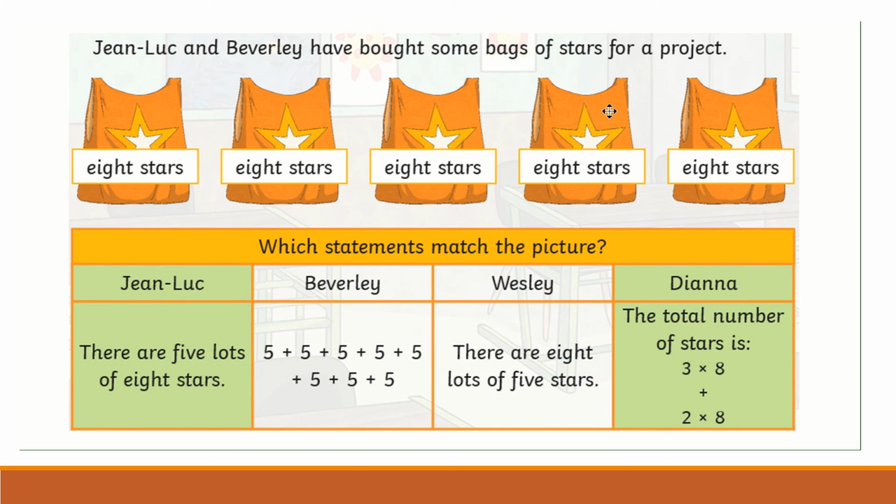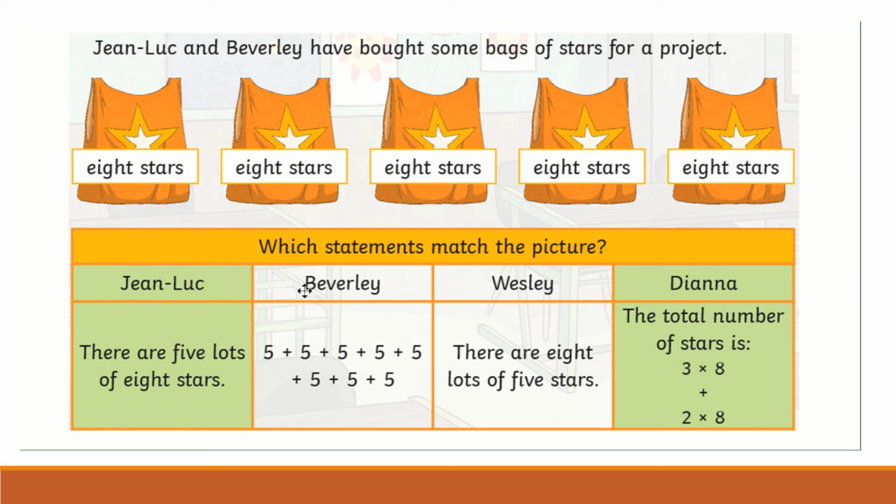Let's take a look at the final question. Jean, Luke and Beverly have bought some bags of stars for a project. Here are the bags with stars. And there are 8 stars in each. So we have 1, 2, 3, 4, 5. So we can see that there are 5 with 8 in each. Which statements match the picture? So there are 5 lots of 8 stars. Is that correct? That one is correct.